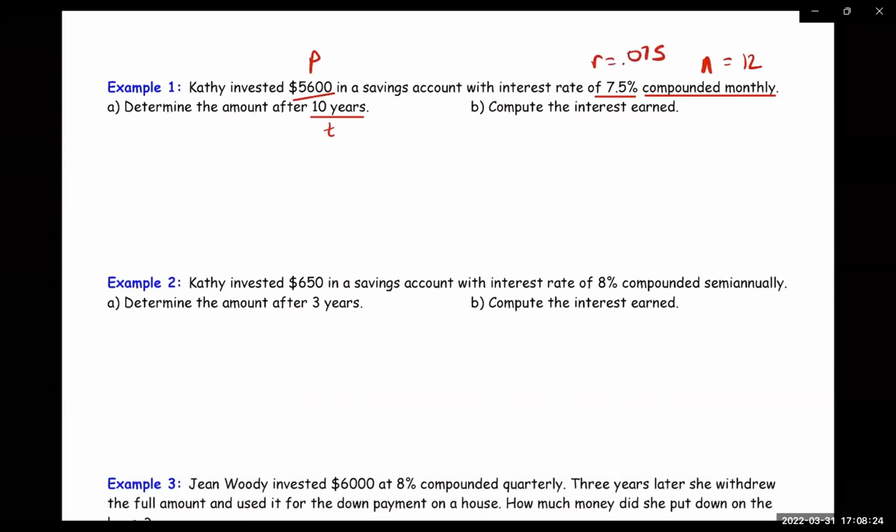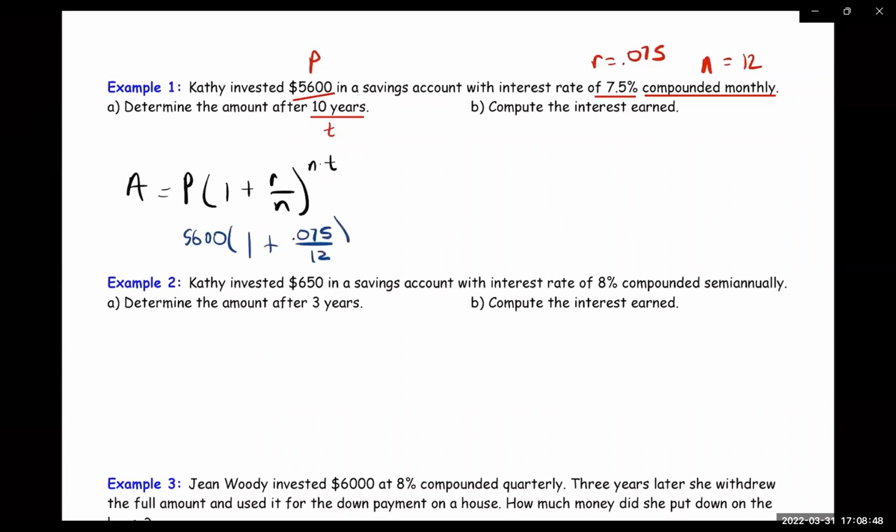All right, so now let's plug it into our formula. A equals P times 1 plus R over N, all to the N times T exponent. So let's plug it in. P is 5600. R is 0.075. N is 12. All of that raised to the 12 times 10. So this is where you have to use your calculators. Let me show you how I would plug it into my calculator.